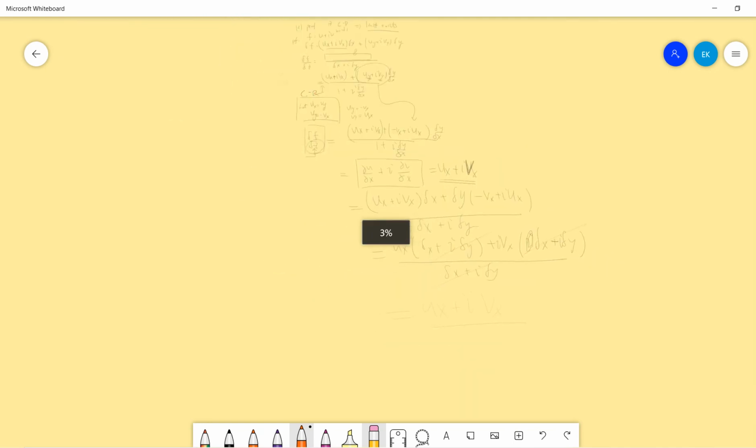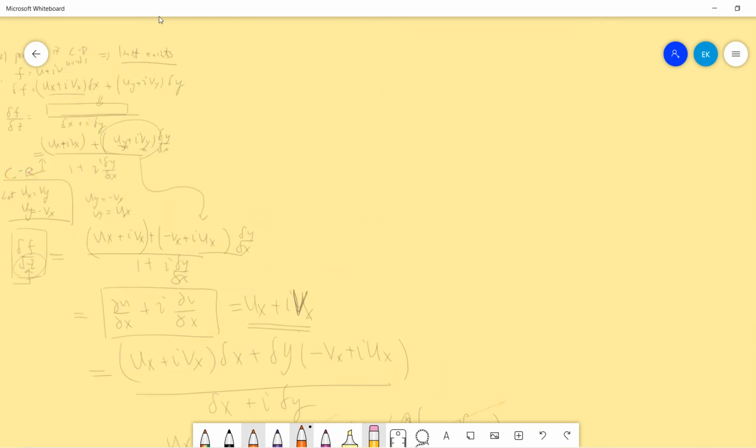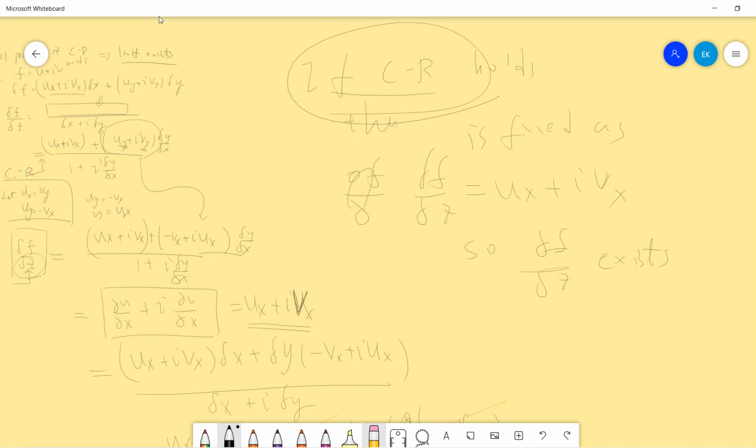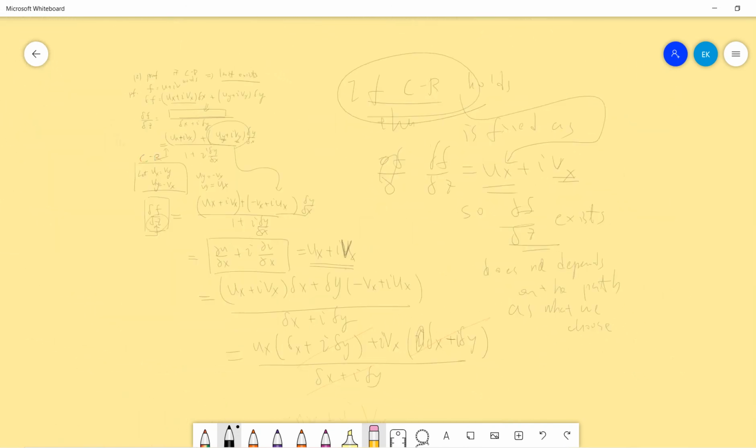So what Cauchy-Riemann tells you is that if CR holds, then delta f over delta z is fixed as ux plus i vx. So the limit of delta f over delta z exists, since if CR holds, we are already guaranteed that ux and vx exist, and delta f over delta z does not depend on the path we choose. The proof is done. We proved the limit exists, so the Cauchy-Riemann condition holds.